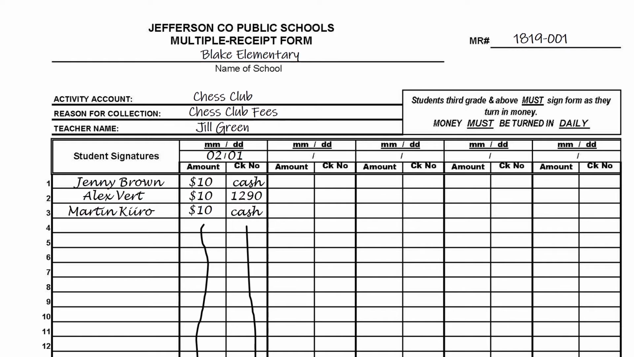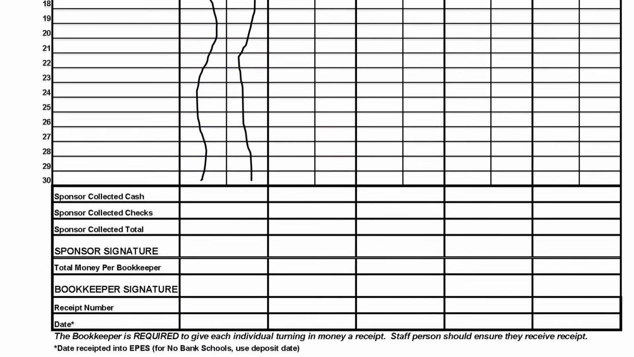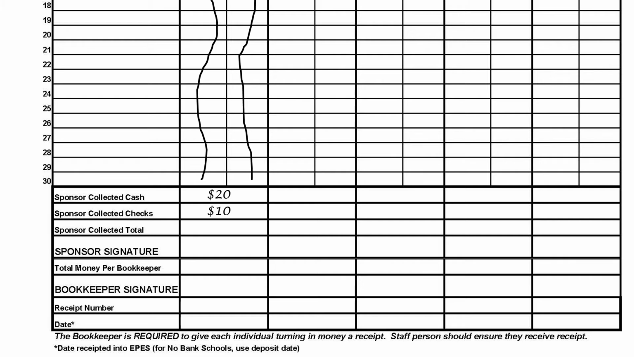It may help to draw lines after the last student signs for that particular day's collection, which will ensure that the student enters their payment information in the correct column for the next day's collection. The teacher, coach, or sponsor must complete the cash, check, and total fields, record the collection date, sign the form, then bring the completed form to the bookkeeper with that day's collection to count the funds together with the bookkeeper.